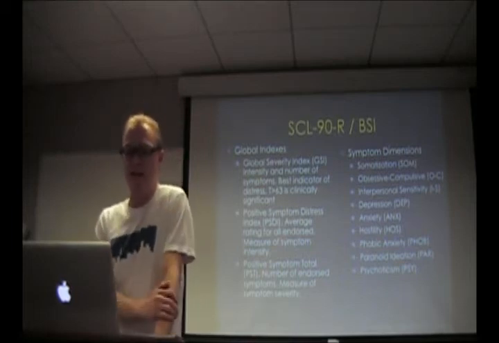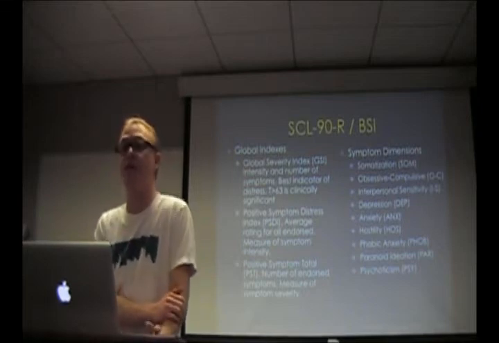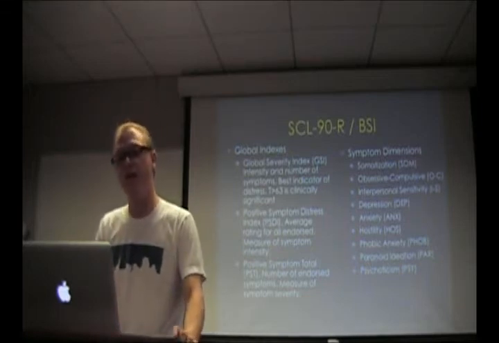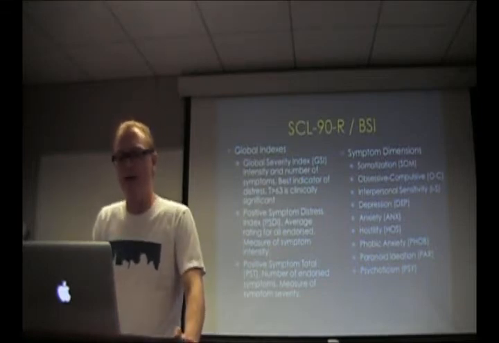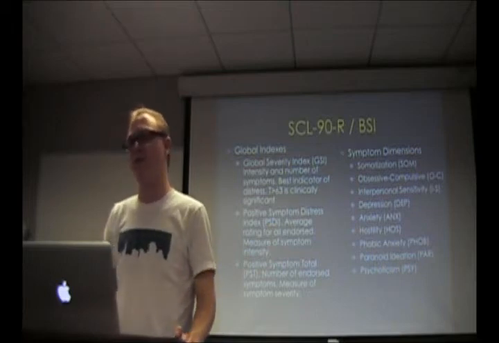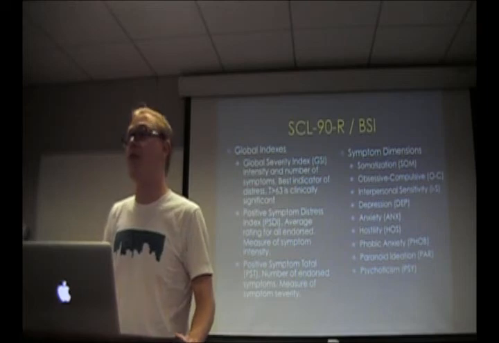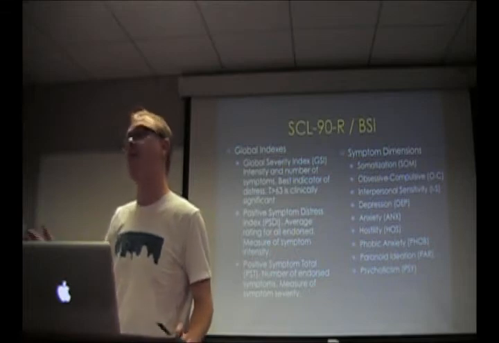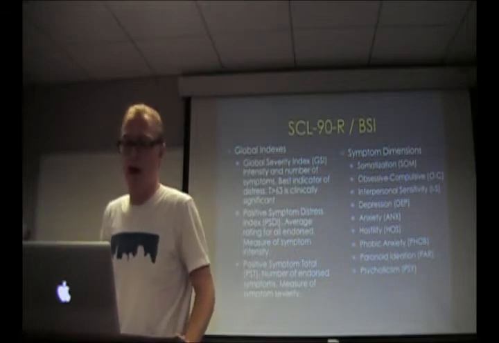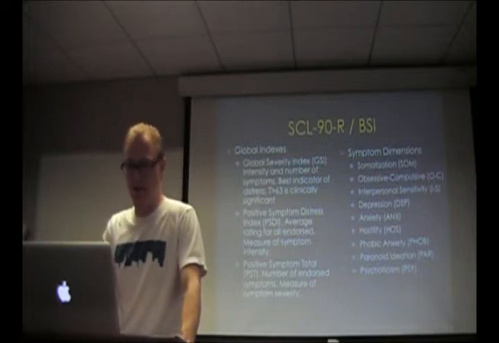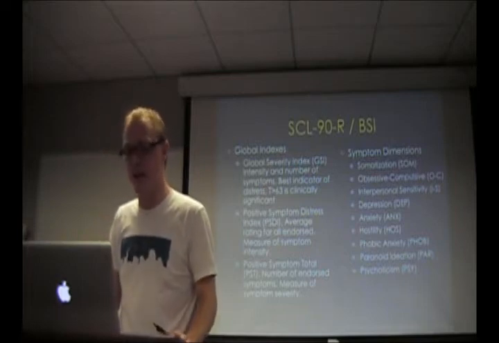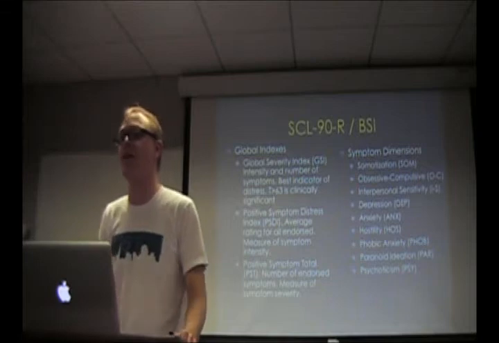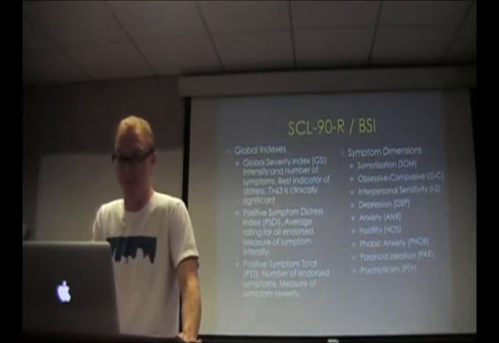The Global Severity Index is the best indicator of distress. So if you want to see how somebody's presentation is, that's the first thing you want to look at. It has to do with the intensity as well as the number of symptoms endorsed. So it matters if they endorse a symptom mildly versus extremely, but it also takes a look at how many symptoms are endorsed. Research has shown that a T-score of over 63 means that the symptoms are clinically significant. A T-score of 63 is slightly over 1 standard deviation above the mean.